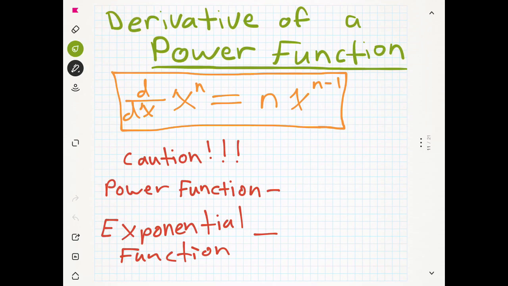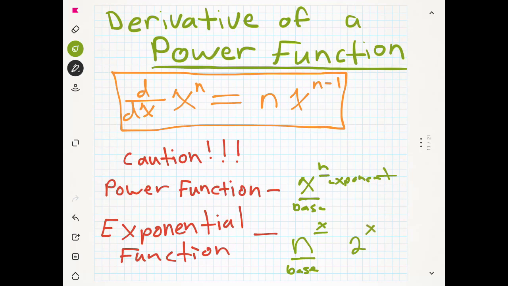And I'll explain this more obviously, but let me just get your attention for a second. You need to take caution. There's a difference between a power function and an exponential function, and I will talk about that right now. A power function is when you have a variable such as x, y, z as a base, and you have a number as an exponent, right? So base, exponent. An exponential function is the opposite. It's when you have a number in your base and you have a variable in your exponent.